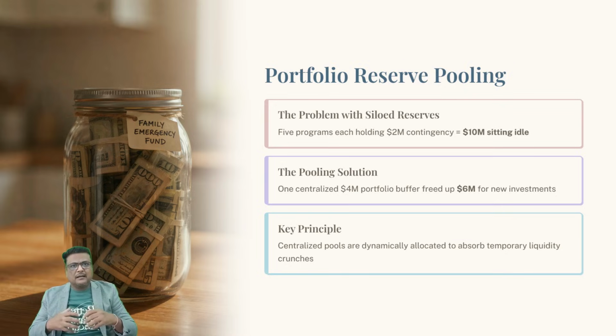Think of it like this. I remember consulting for a multi-country infrastructure program consisting of 5 regional projects. Each regional project held a separate $2 million cash contingency fund just in case. That meant $10 million was sitting around doing absolutely nothing. By pooling those reserves centrally into a single $4 million portfolio liquidity buffer backed by the board, we freed up $6 million of working capital for new investments while remaining fully protected. Stay with me for a moment because reserve pooling unlocks hidden enterprise capital.